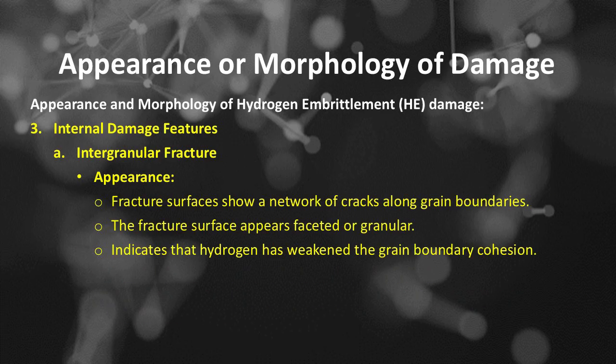Appearance and morphology of hydrogen embrittlement or heat damage. Number 3 is internal damage features, includes, number A, intergranular fracture. The appearance of this intergranular fracture are fracture surfaces show a network of cracks along grain boundaries. The fracture surface appears faceted or granular, indicating that hydrogen has weakened the grain boundary cohesion.